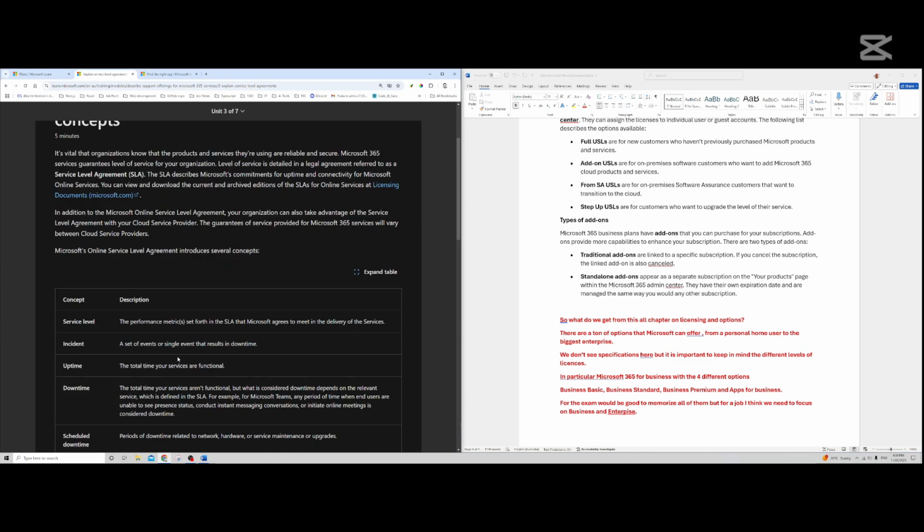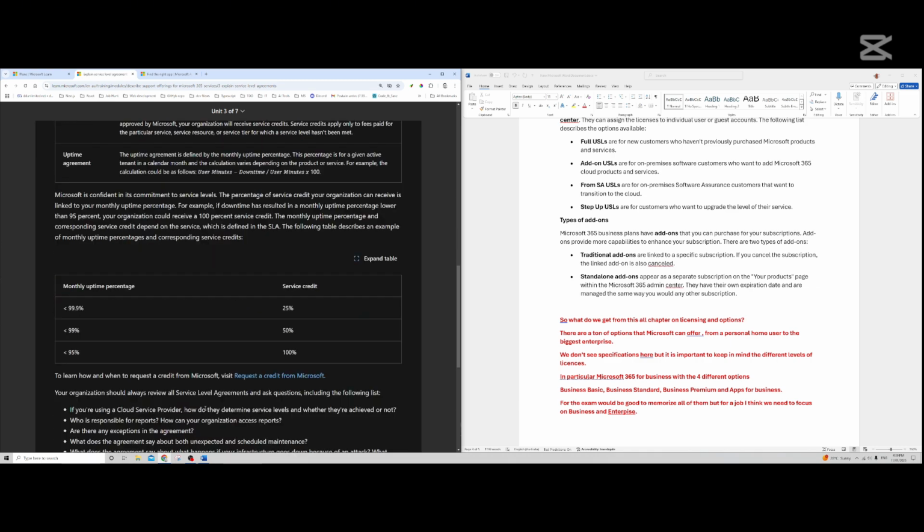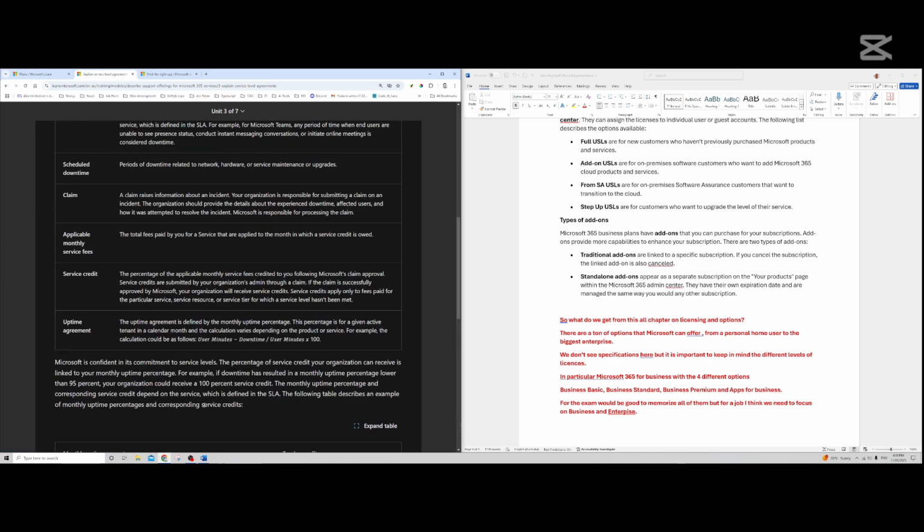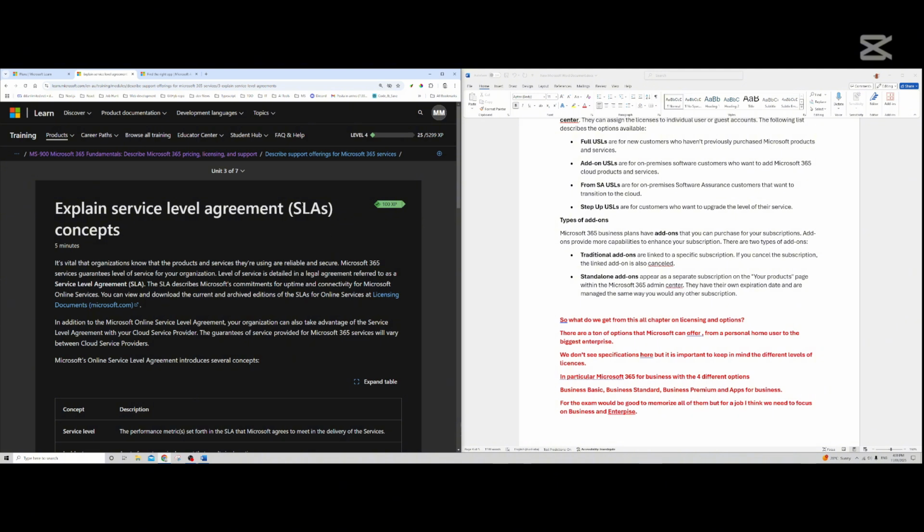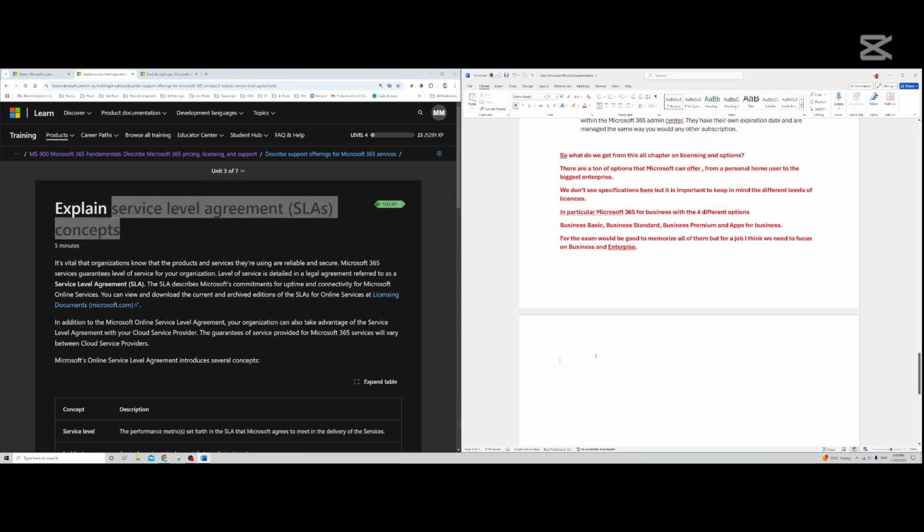That's pretty important. This is talking about the SLA, the service level agreement concept. So we put it here. Service level. Okay. Make it a little bit bigger.